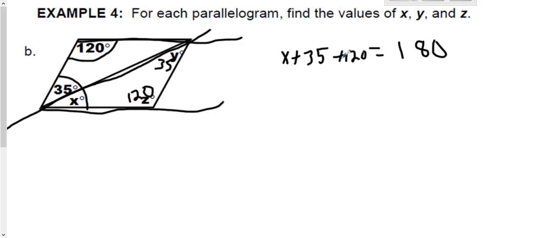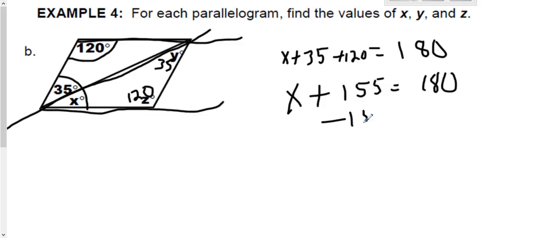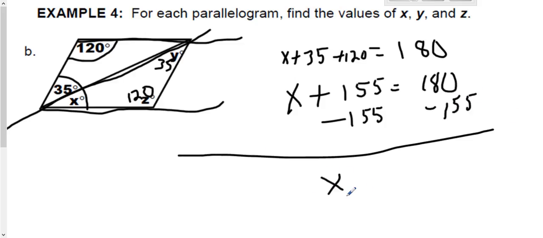So we add up these two numbers right here. We get x plus 155 equals 180. Subtract the 155 from both sides, and we get x equals 25 degrees. There we have it. If you have any questions, let me know.